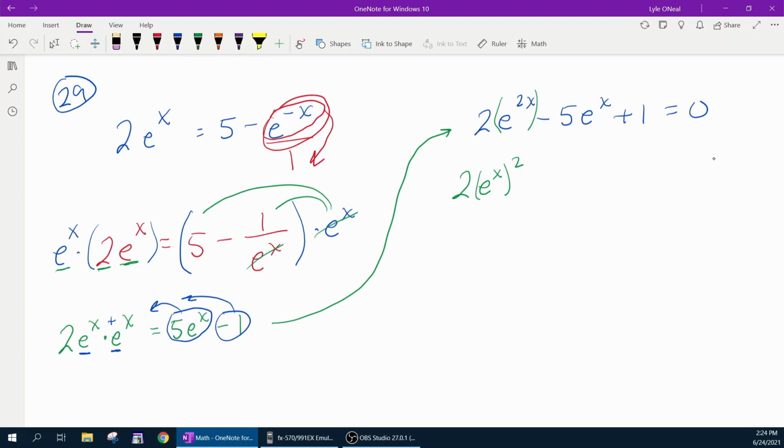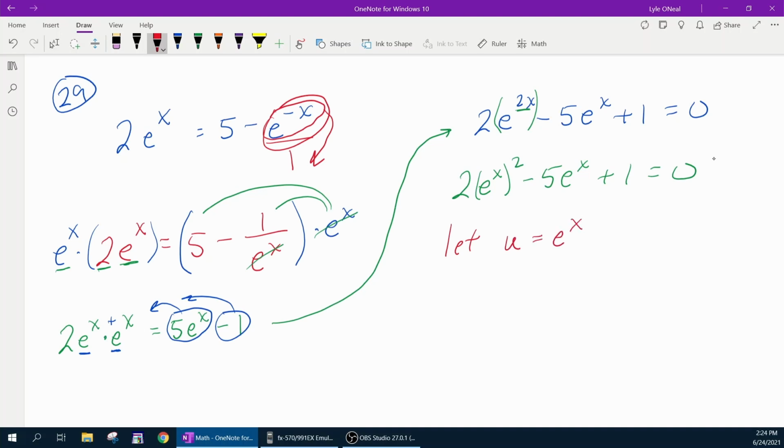And so what I can do is I can rewrite e to the 2x as e to the x squared minus 5e to the x plus 1 equals 0. Now, why would I do that? Well, here's why. Because now we're going to use a substitution. We're going to say let u equals e to the x.